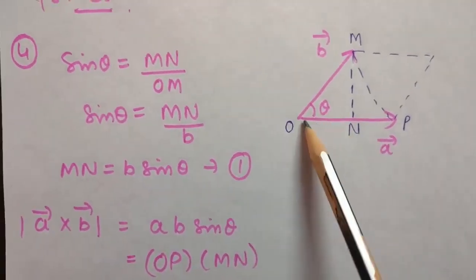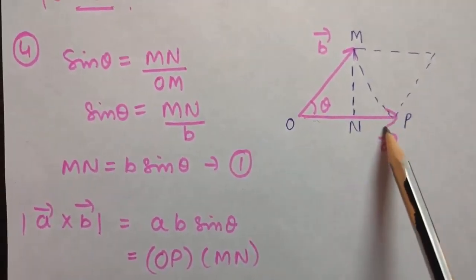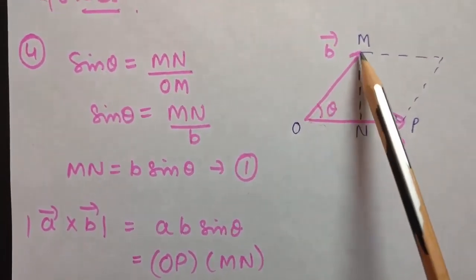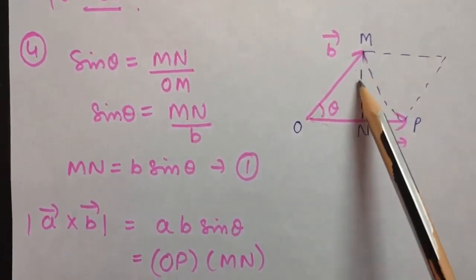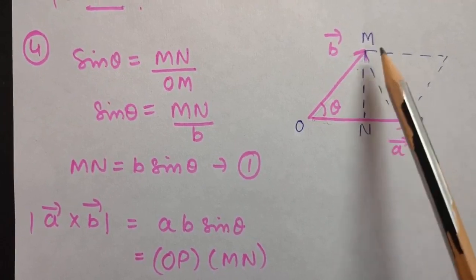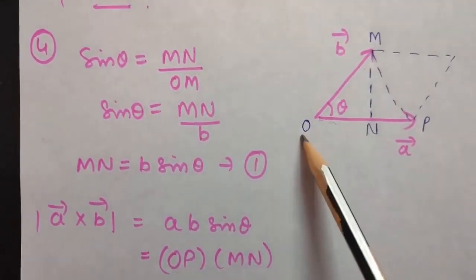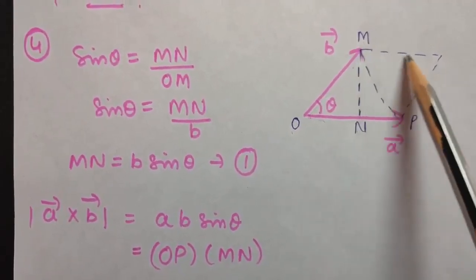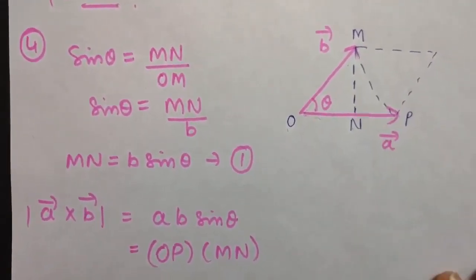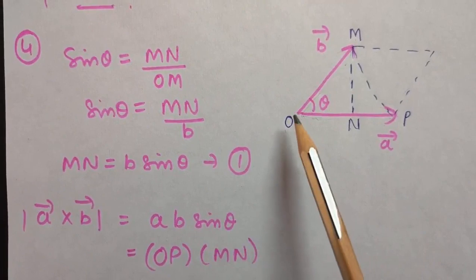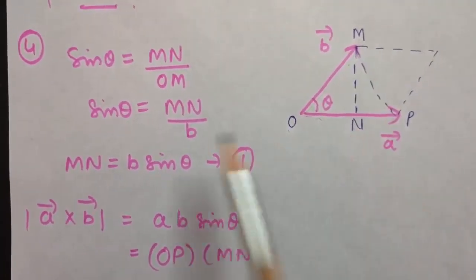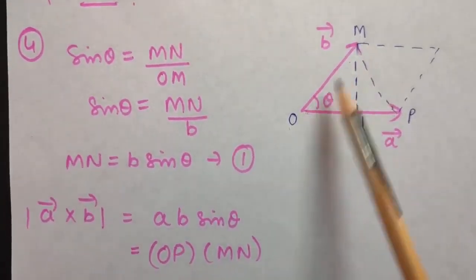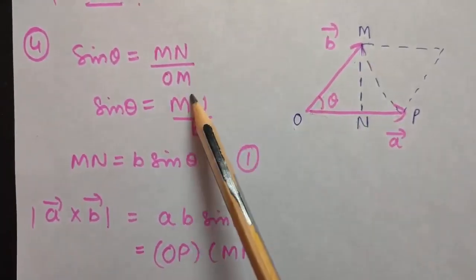So for that, let us assume this is a vector a, this is the vector b. Now let us draw from this point a perpendicular on vector a and mark it as MN. This is your O, this is your P, and let us complete this parallelogram also. Okay. Now if you calculate sine theta in the triangle OMN, so sine theta will be perpendicular, that is MN, upon hypotenuse, that is OM, MN upon OM.